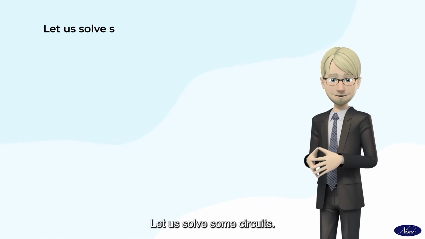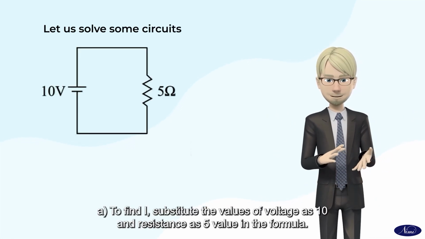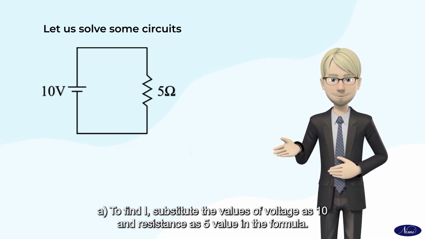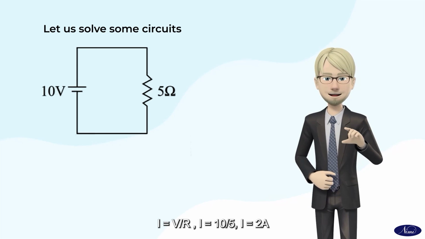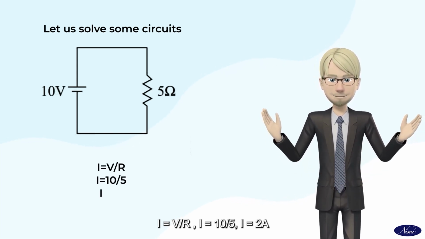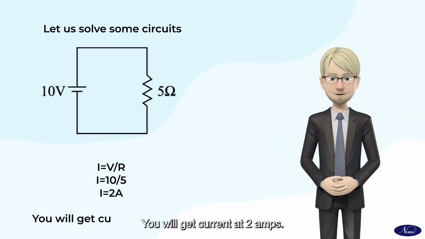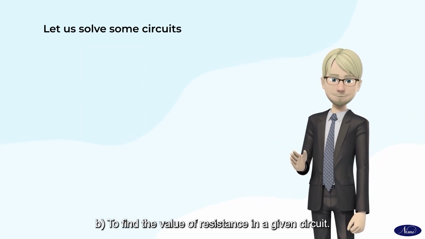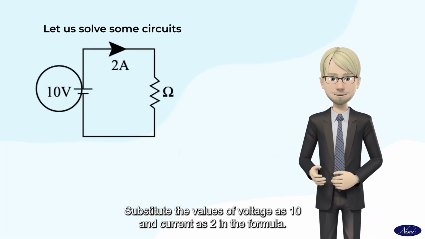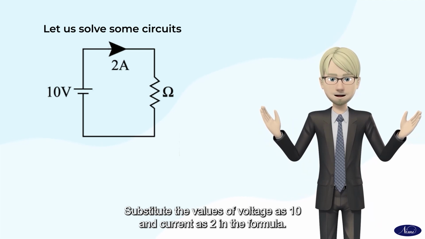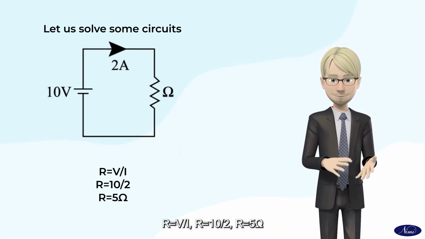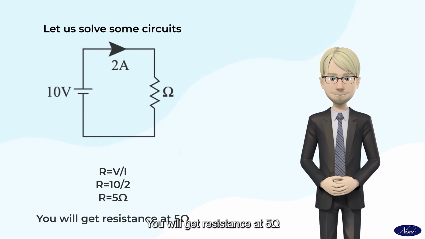Let us solve some circuits. A. To find I, substitute the values of voltage as 10 and resistance as 5 in the formula. I is equal to V by R. I is equal to 10 by 5. I is equal to 2 amperes. You will get current as 2 amperes. B. To find the value of resistance in a given circuit, substitute the values of voltage as 10 and current as 2 in the formula. R is equal to V by I. R is equal to 10 by 2. R is equal to 5 ohms. You will get resistance as 5 ohms.